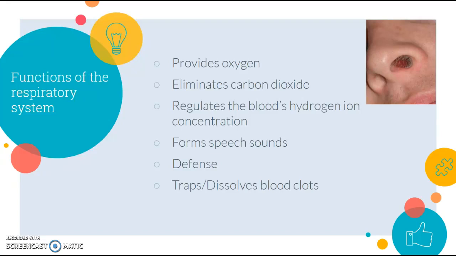It can be a form of defense. We have things like our nasal hairs and other blockages that are going to prevent foreign bodies from entering our body. And it can also trap and dissolve blood clots, among other things. But mostly the respiratory system is going to allow for this exchange of oxygen and carbon dioxide between the blood, the air, and the tissues. And some of the major structures are coming up next.